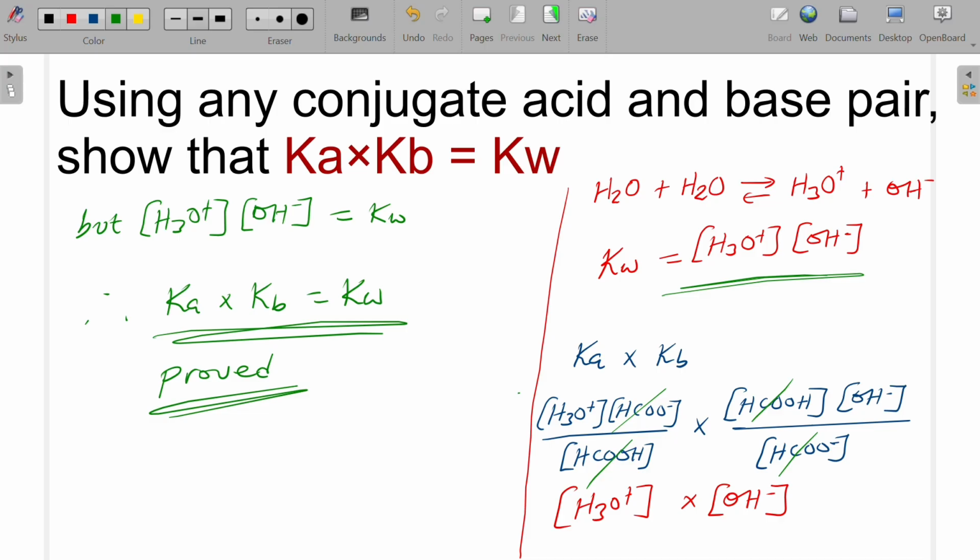So yeah, this is how we prove that Ka multiplied by Kb is equal to Kw by going through the process that we have. So it goes like this. You get your acid, put it in water, write its Ka expression, get the conjugate base produced, put it back in water, write its Kb expression, then you put water into water, then you write its Kw expression, and then you multiply Ka by Kb, and you find out that your Ka multiplied by Kb is equal to Kw.